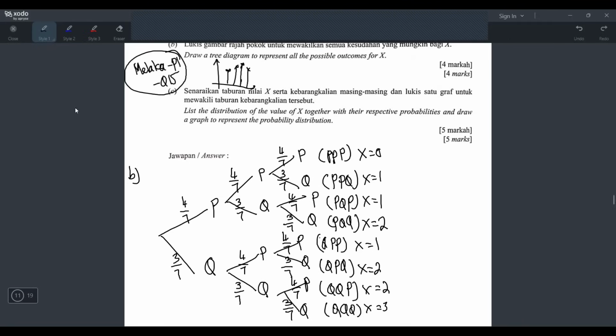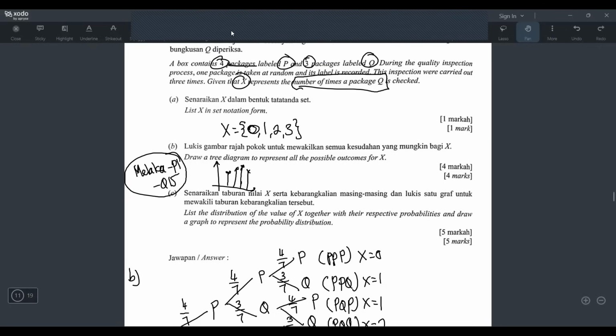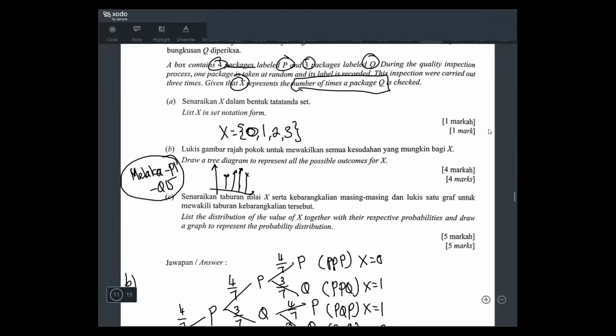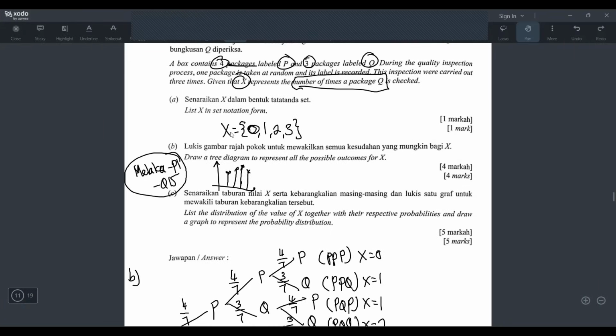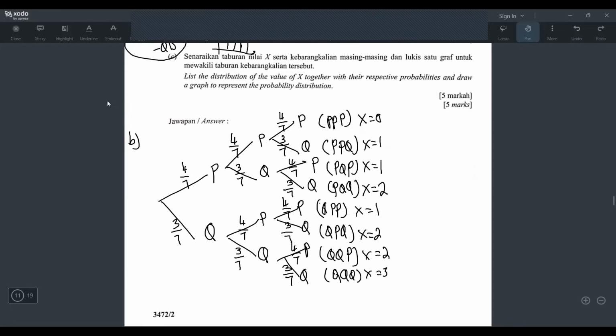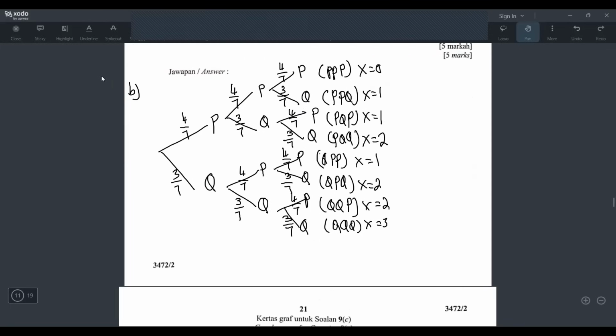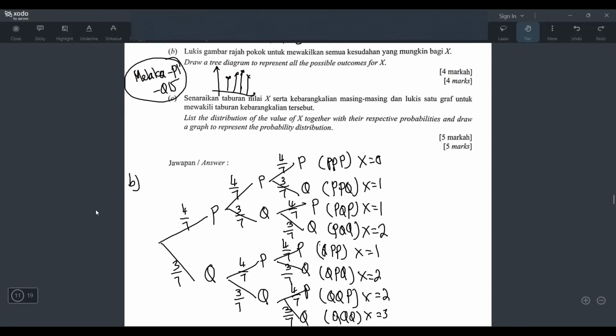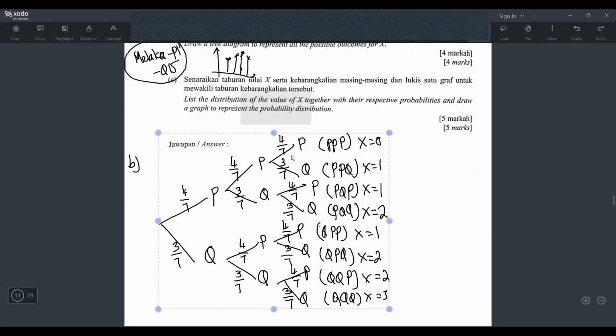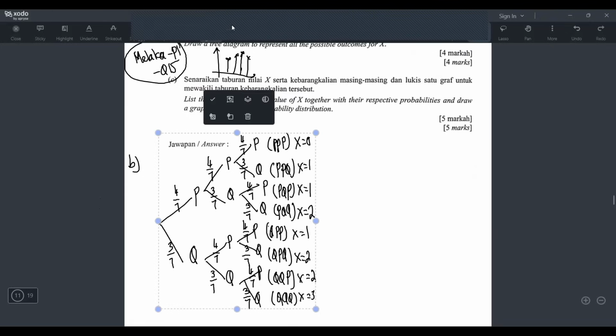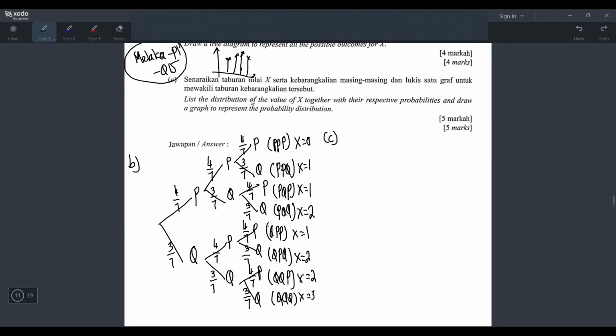And when we draw the graph, we have to find the probability for every one. For P(X=0), P(X=1), P(X=2), P(X=3). All must be found, only then can we draw the graph. Okay, so for C, I need some space to do the working. Let me make this one smaller. Okay, and then I will do it here. So for the graph, you have to find out P(X=0), P(X=1), P(X=2), P(X=3), right? Okay, how to get P(X=0)?